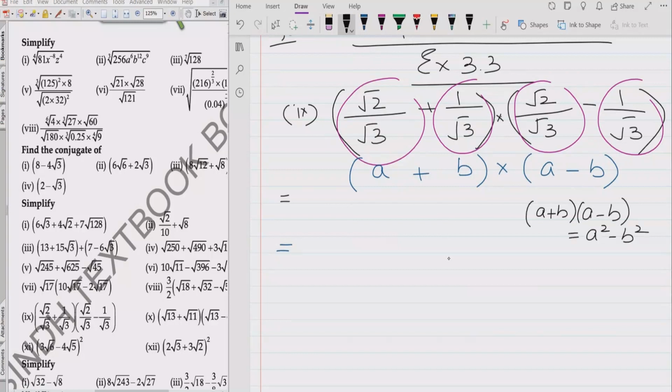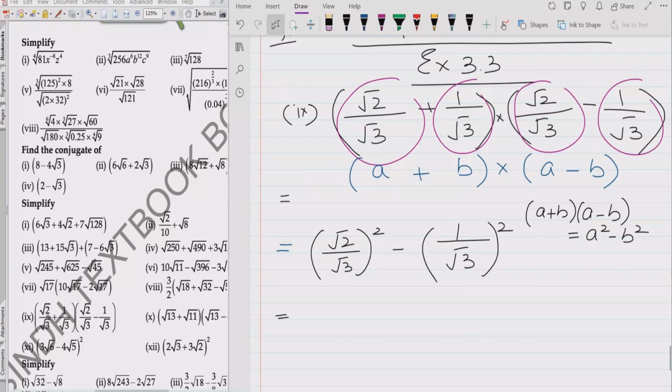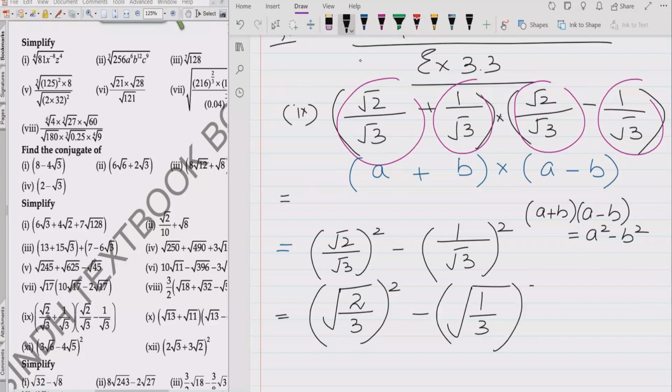So now we can use root 2 upon root 3 whole square, minus, using this formula, 1 upon root 3 whole square, right? And after that, these are in division form, so we can write it this way, right? And here we can apply the division method, 1 upon root 2 square. So this square is cancelled with this square. So 2 upon 3 minus 1 upon 3, right?